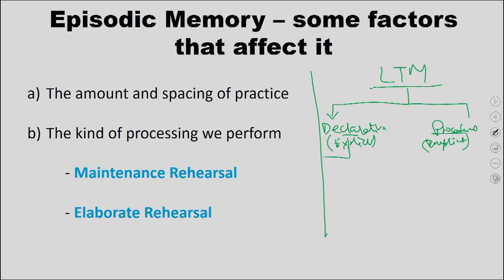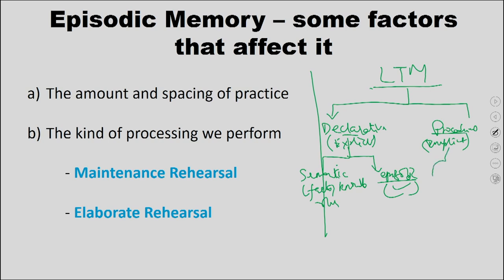Now within the declarative type, I have two main types. One is called semantic memory, which is for facts, knowledge, rules, and so on. And on the other end, I have the episodic store, which is composed of episodes. For example, first day in school, first day in college, first kiss, first birthday, or just anything, an experience at the mall, which is an episode, an event in your life. That is stored in the episodic store.